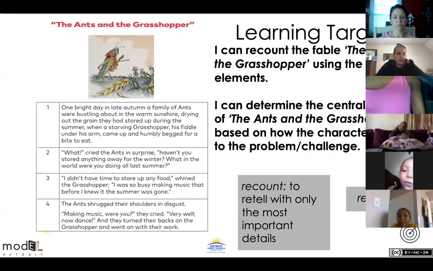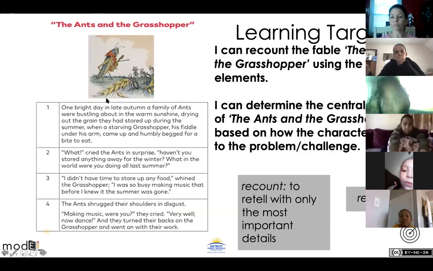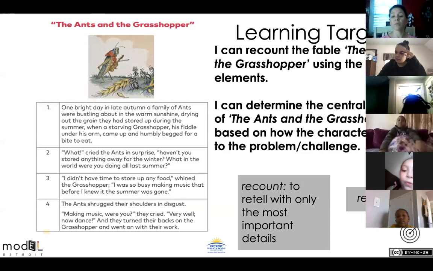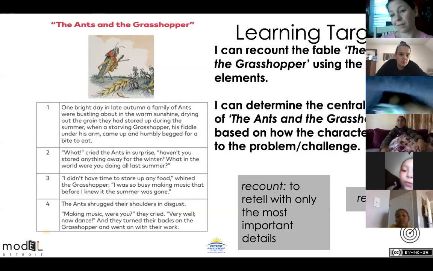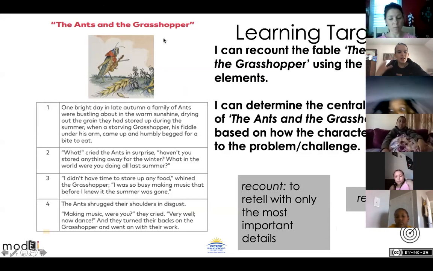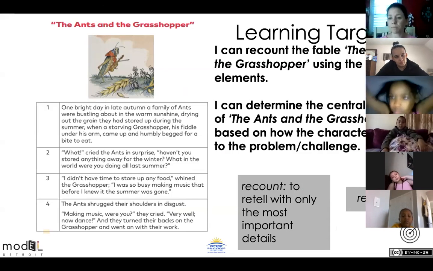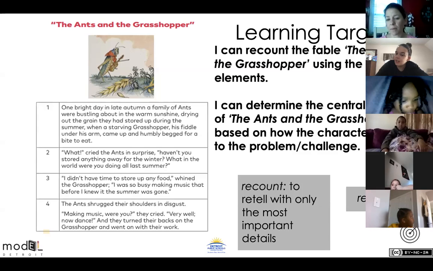Who can tell us what the word recount means? To recount the story. What does that mean? Imad? It means to recount is to read the story. Not quite, to reread. I'll read it and then I'll recount it to you with my voice. So what am I going to do? I'm not going to read it again, but I'm going to tell you what?